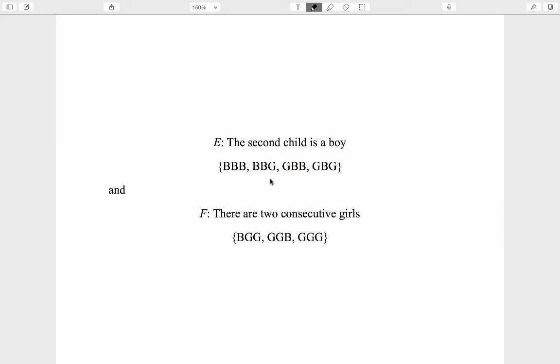They cannot both occur, because if the second child is a boy, if the middle child is a boy, that blocks the occurrence of consecutive girls. But there is also an outcome, boy, girl, boy, which is not in E, but boy, girl, boy is also not in F, so we do have that E intersect F is the empty event. There's nothing there, but E union F does not equal the entire sample space. In order for E and F to be complementary, they would have to encompass the entire sample space.